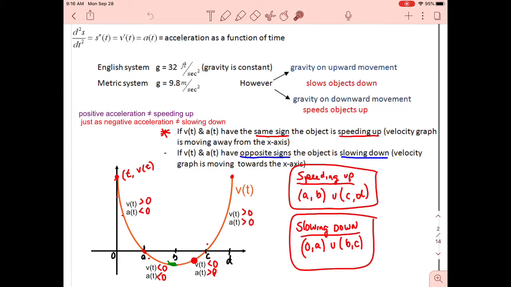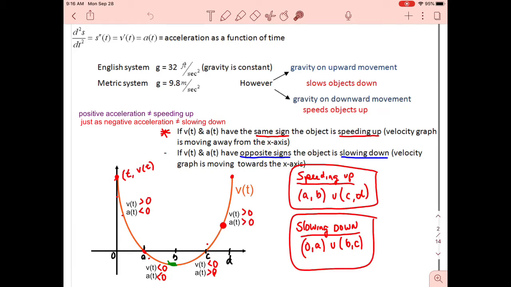Velocity and acceleration. Velocity is negative, but acceleration, the slope, is positive. They have opposite signs. It's slowing down. The graphs are moving toward the x-axis. They have opposite signs, velocity and acceleration. And again, this might be a -2 velocity, this might be a -1 and 0. Absolute values would be 2, 1, 0. It's slowing down. And then, of course, we already talked about this being speeding up.